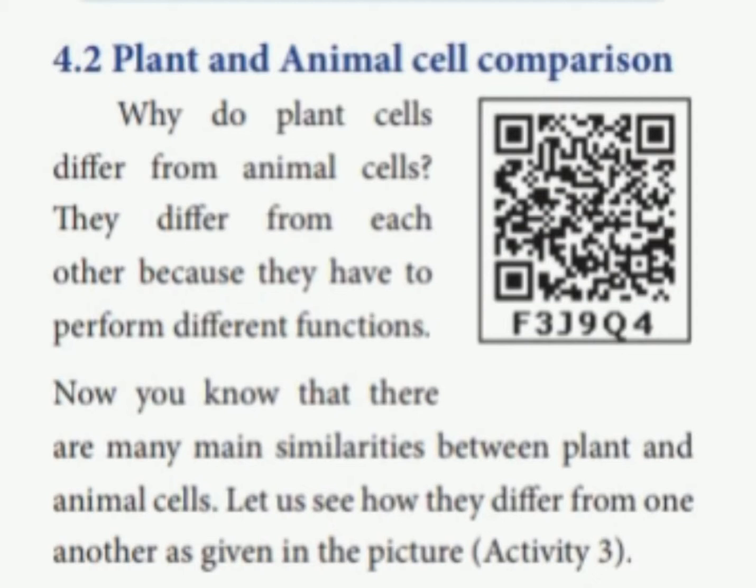Now we know that there are many main similarities between plant and animal cells. Similarities means common things. Okay, let us see how they differ from each other.